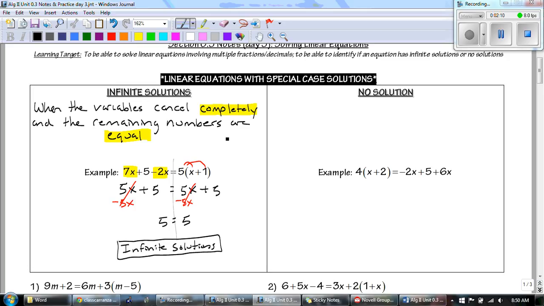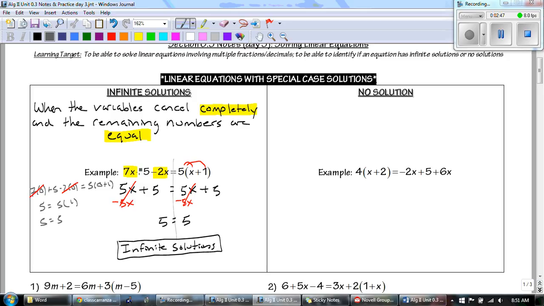Okay? And that means you can plug in any number for x to get an answer. You don't believe me? Let's try one real quick. I'm just going to try 0. 7 times 0 plus 5 minus 2 times 0 equals 5 times 0 plus 1. Well, on the left-hand side, 7 times 0 is 0. Negative 2 times 0 is 0. So we're left with 5 equaling 5. And then on the right, 0 plus 1, 5 times 1 is 5.